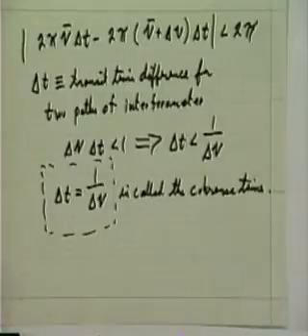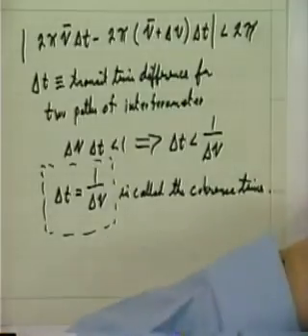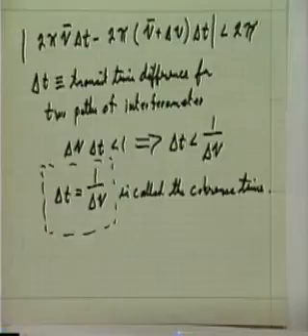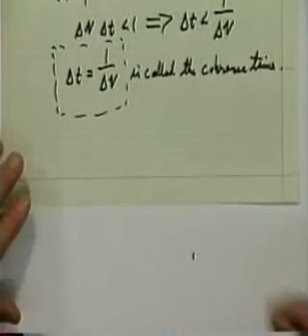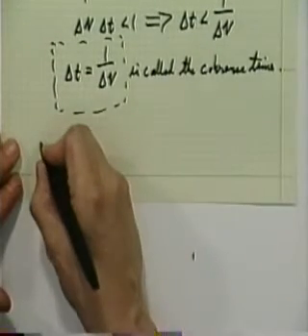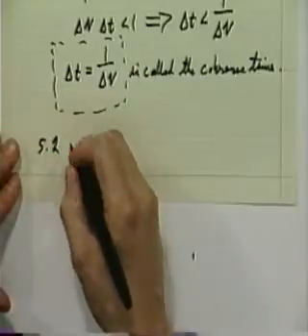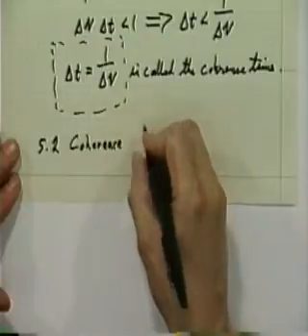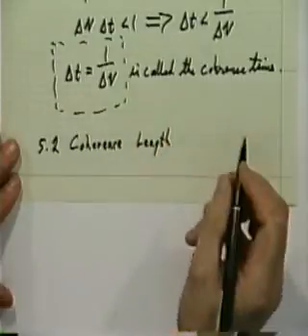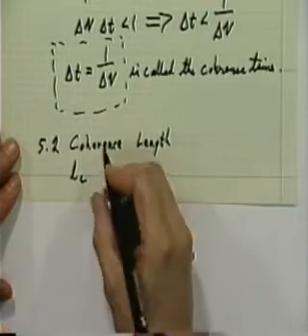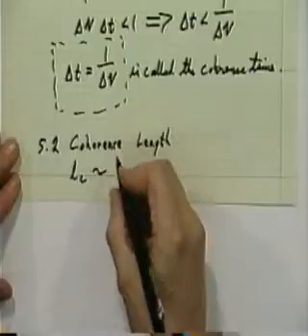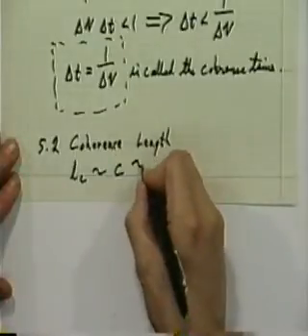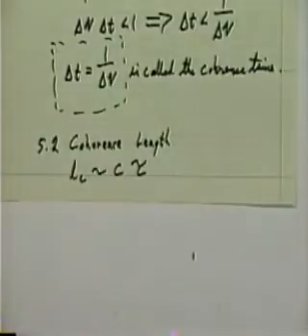So that's coherence time. Now, the next thing we have here is called coherence length. And coherence length is just simply going to be how far the light travels in the coherence time. So, say, this is section 5.2, and it's called coherence length. And so all we do is that coherence length, L sub c, is on the order of the speed of light, c, times the coherence time. Okay?